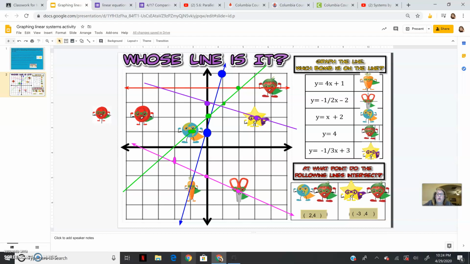Okay, so I'm going to add another video just about parallel lines and perpendicular lines, about their slopes, and then you'll be done for the day. So watch the next video as well.